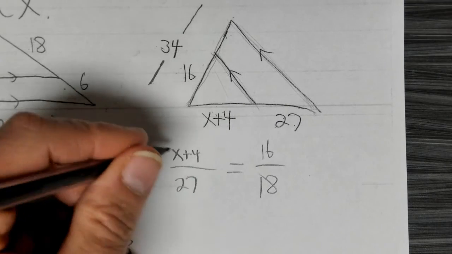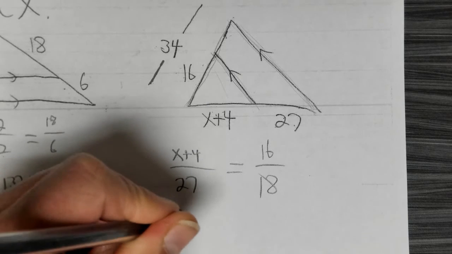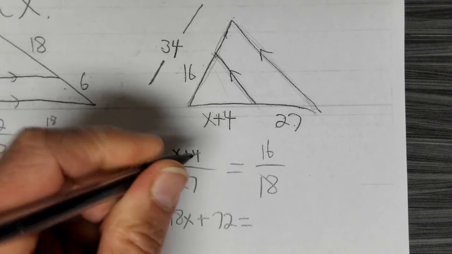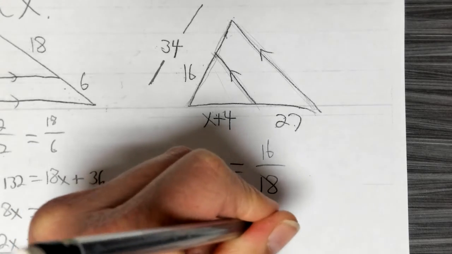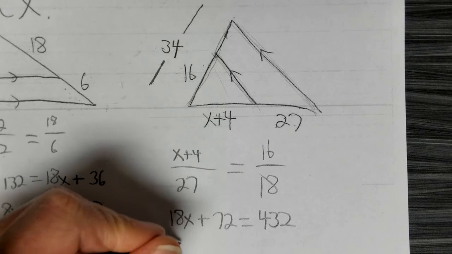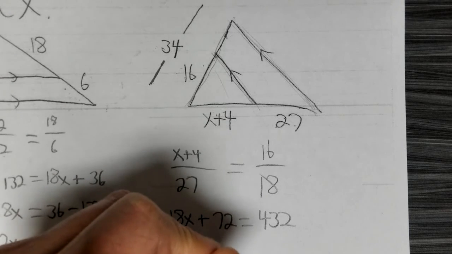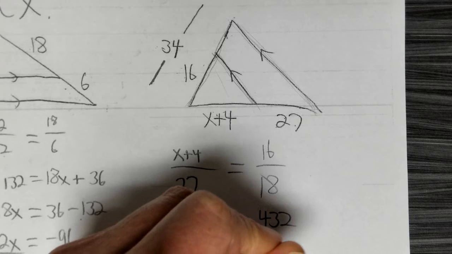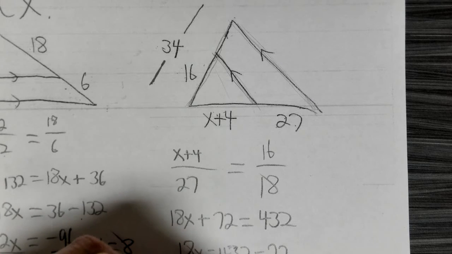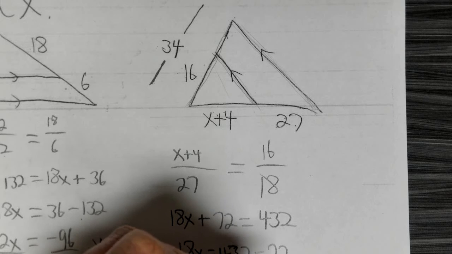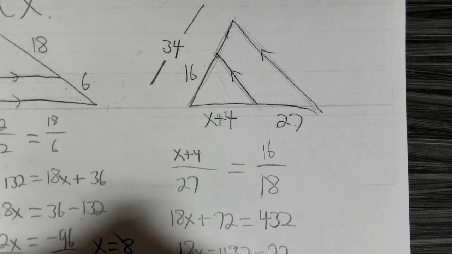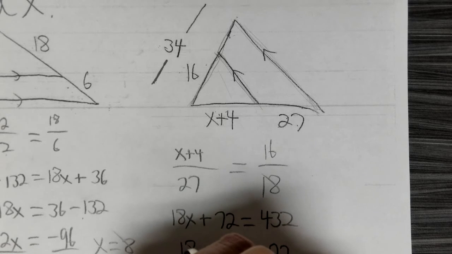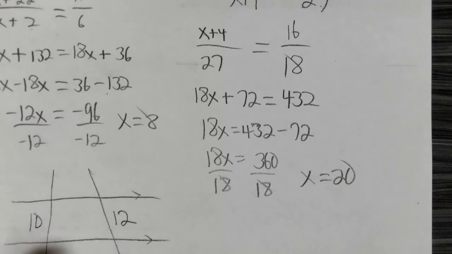Now we're going to write it out. It's going to be x times 18, which is 18x, plus 18 times 4, which is 72, equals 27 times 16, which is 432. So now I'm going to move the 72 over to the other side. That's going to be 18x is equal to 432 minus 72. Got to subtract it off. 18x is equal to 360. Now we're ready to divide that by 18. And of course, when we do, we get x equals 20. And then that is your correct answer right there.